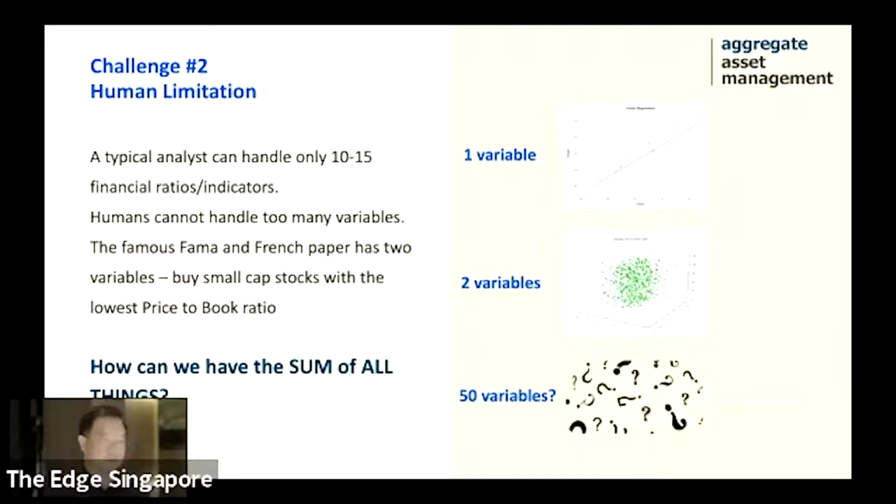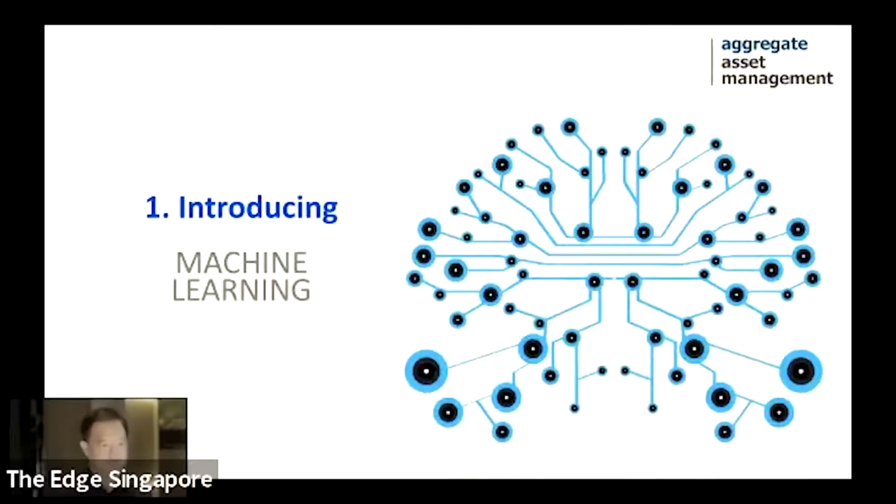But what about 2 variables? 2 variables, you need a 3D chart. Then what about 50 variables? Your mind can't even visualize it, right? So the famous Fama and French academic paper about investing in small cap stocks and low price to book ratio, that's only 2 variables. But let's challenge ourselves. Is it possible to have, let's be greedy, the sum of all things, right? Everything and the kitchen sink in our analytical model. Can we do that? So, and the only answer is, we need machine learning to help us, right? Not because our methodology is wrong, it's because we need the machine to be able to handle all these variables.